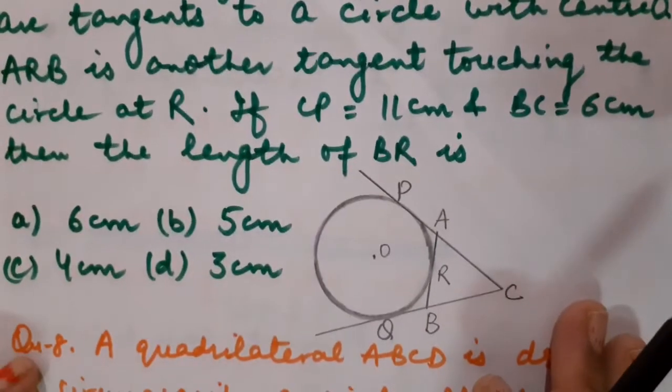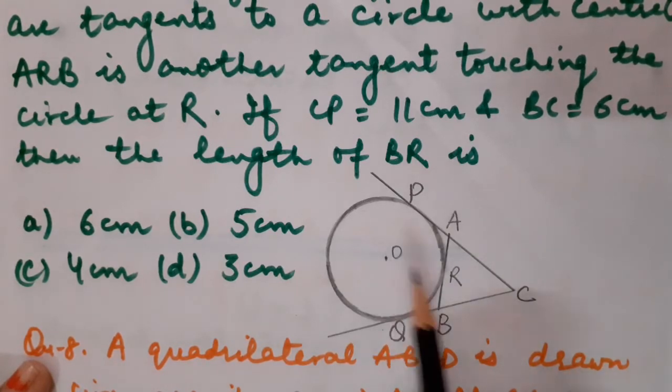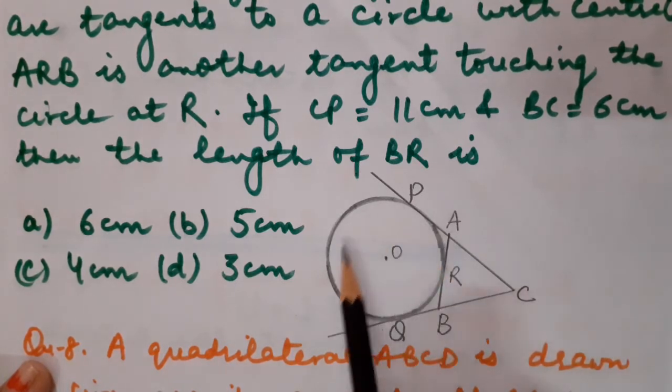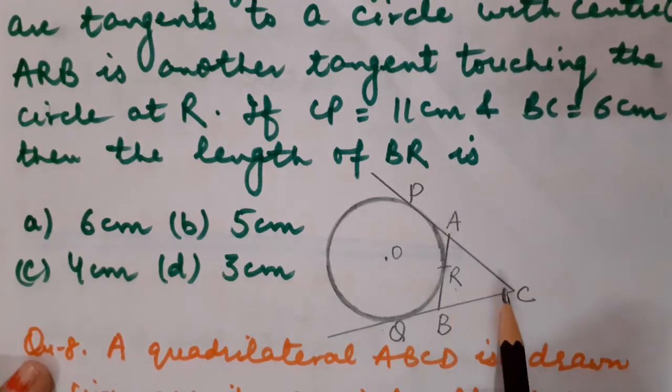You can see in the given figure that CP and CQ both are tangents to the circle with center point O. ARB is another tangent which is touching the circle exactly at point R. So here R is also known as the point of contact. The length of complete CP is 11 centimeter, given.